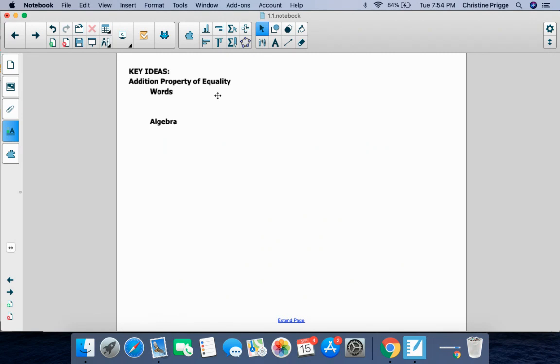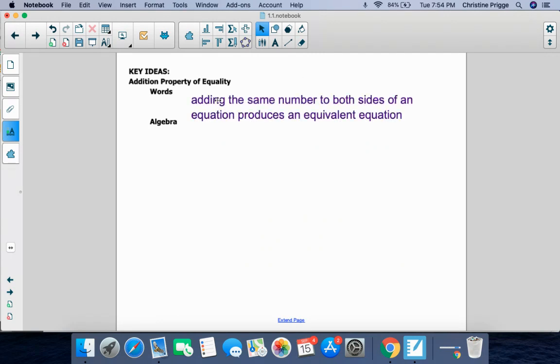So we're going to start by talking about the key ideas in this particular section. We're going to talk about the addition properties of equality, or two properties actually, the addition and subtraction properties of equality. These are really important properties to note because you have to use them in order to solve equations. So let's get started. What is the addition property of equality?